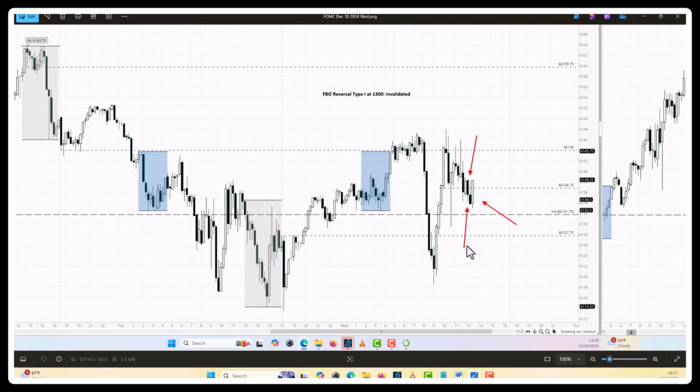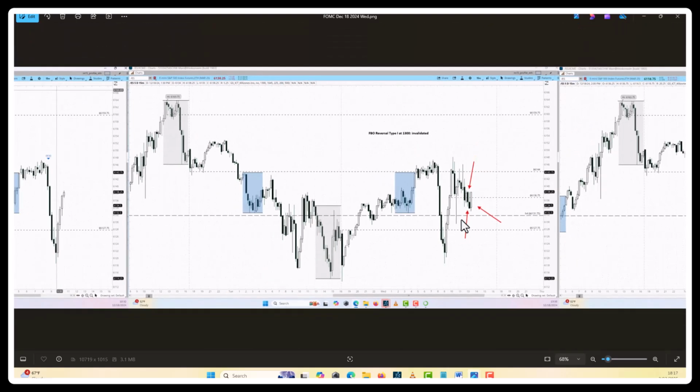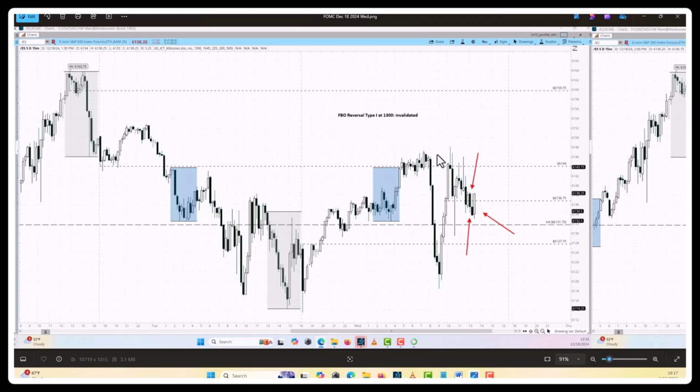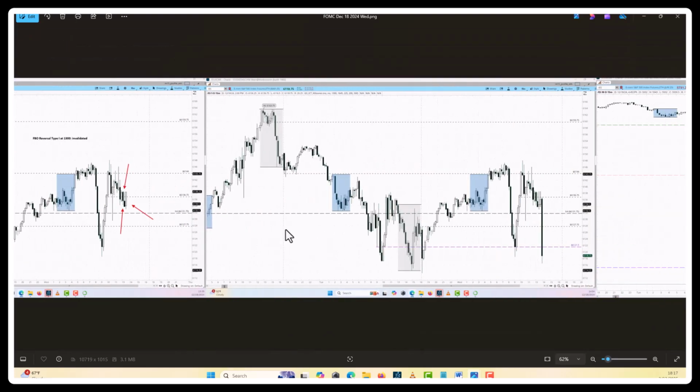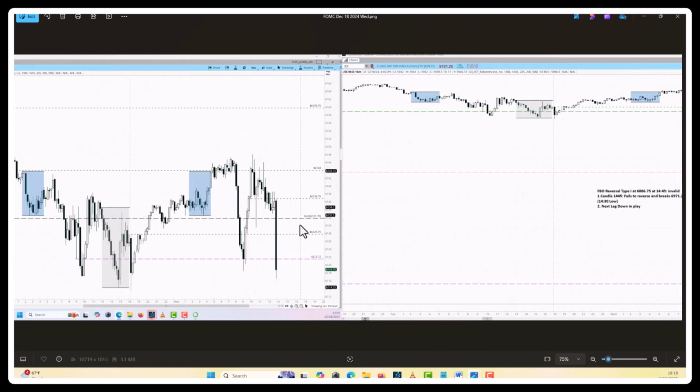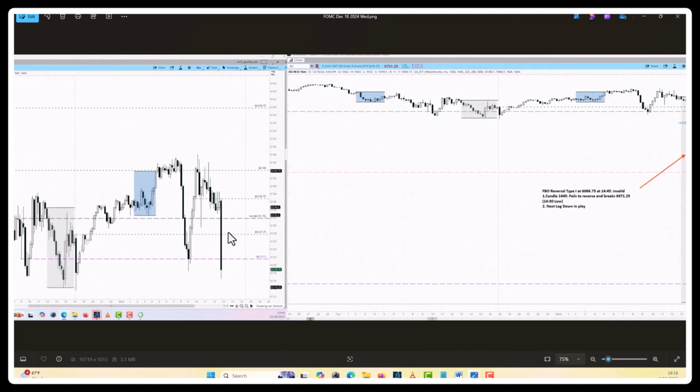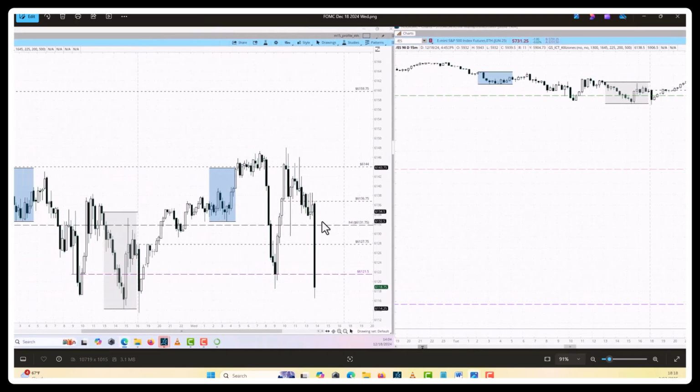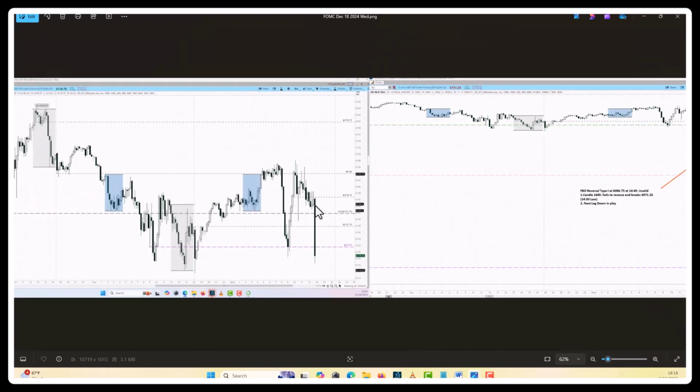And right here, we have a reversal here, but it invalidates. And then boom, right here at 2 p.m., you see the huge sell-off right there.